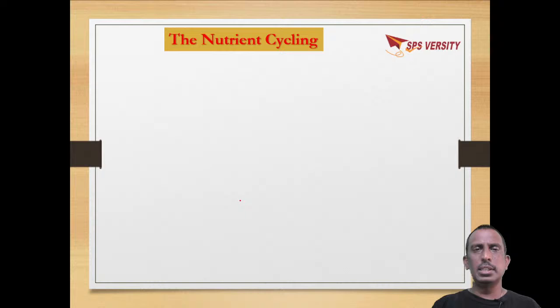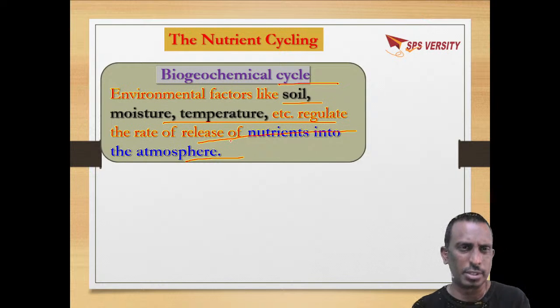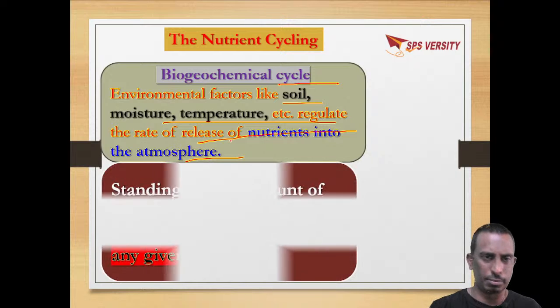So now we are going to discuss nutrient cycling. What is nutrient cycling? In an ecosystem, nutrient cycling is one of the major functions, which is also called biogeochemical cycles. The moisture, the temperature, and the soil regulate the release of nutrients into the atmosphere. It depends on different environmental factors: the moisture, the temperature, the soil.